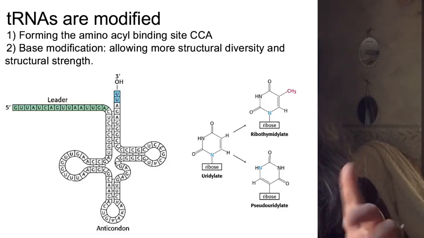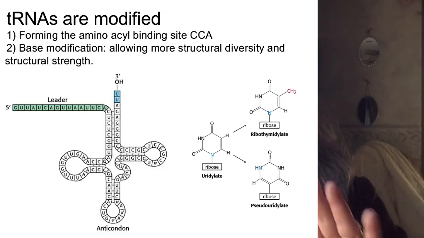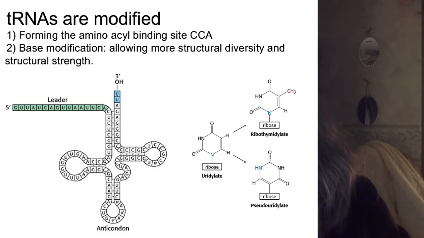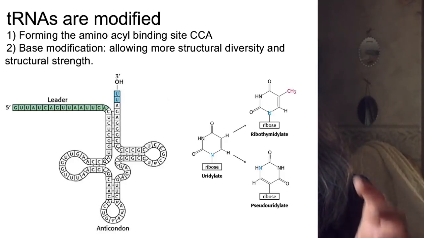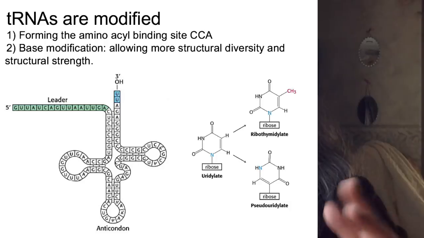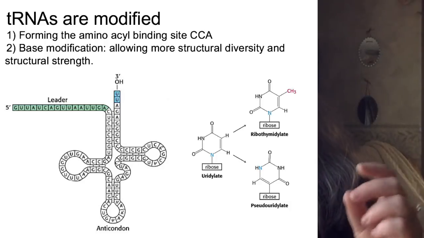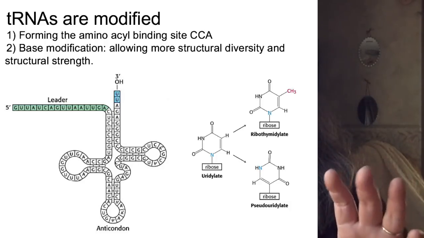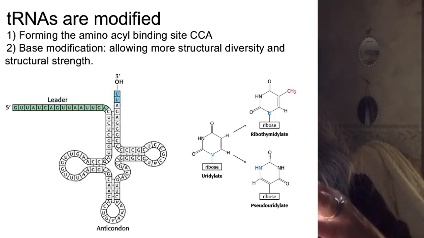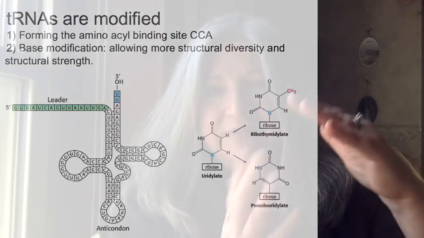Do you need to know those names? No, I promise you don't. What you do need to know is that following the transcription of tRNAs, some of the bases are changed in order to provide more structural stability to the tRNA. Why? Because these particular bases can form different and stronger hydrogen bonding to form stronger base pairing to help keep that tRNA in the proper shape.